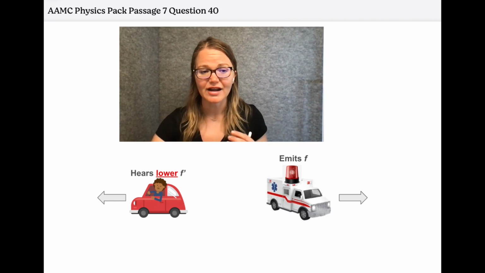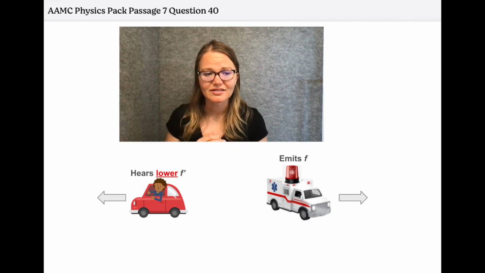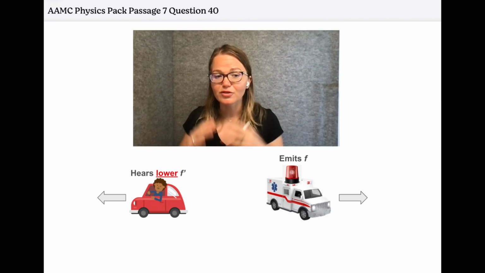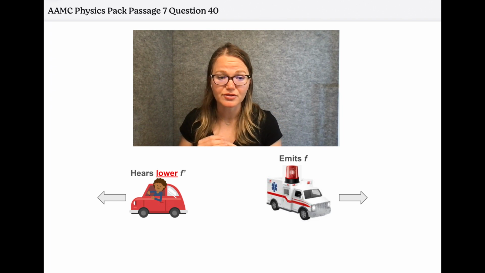So if we take a look at our answer choices to see which one matches that case, that for me is answer choice C. The farther our source and our observer get from each other, the lower in frequency the observer is going to perceive that sound.